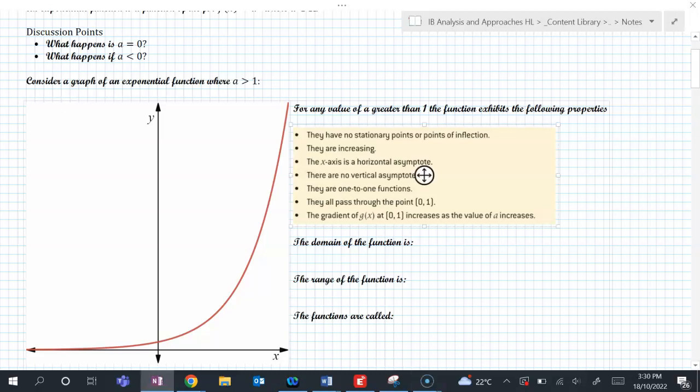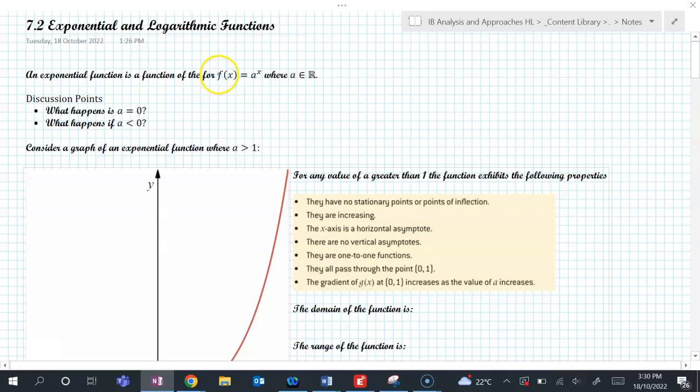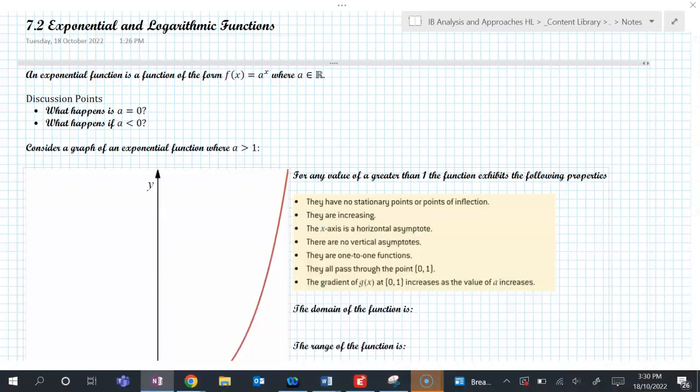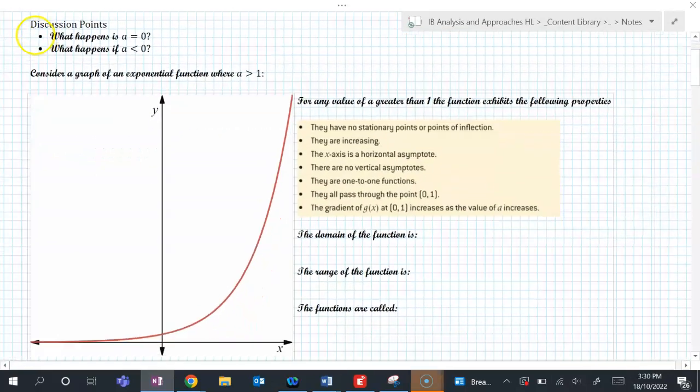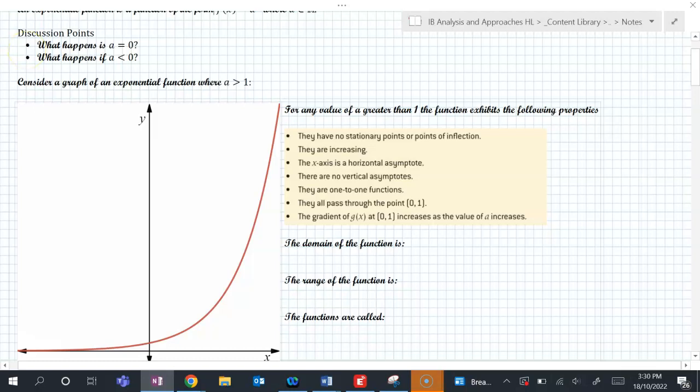Hi everybody. Today we're going to look at actually what happens when we have exponential and log functions. So an exponential function is a function of the form f of x equals a to the power of x. So it's basically where we have the x in the power. So that's why we call it an exponential function. So we will talk about what happens if a is 0, a is less than 0, but for the moment we're going to consider two cases of a more than 1 and a less than 1.